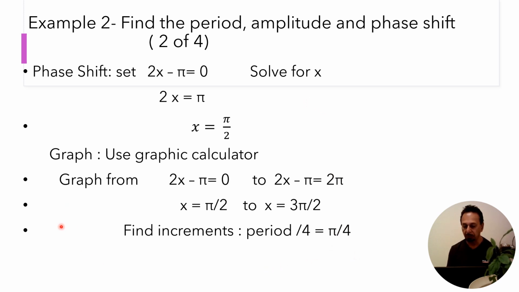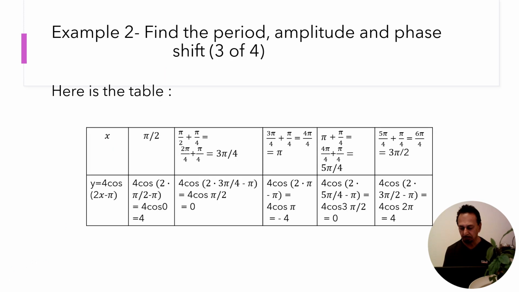Now we develop a table. So here's the table. The top row has x values. We start with pi over 2 and then add the increment pi over 4 to pi over 2 and simplify, we get 3 pi over 4, and then to 3 pi over 4 we add pi over 4, we get pi, and then we add the increment pi over 4 to pi, it becomes 5 pi over 4, and then adding pi over 4 to 5 pi over 4 gives you 6 pi over 4, which is 3 pi over 2.